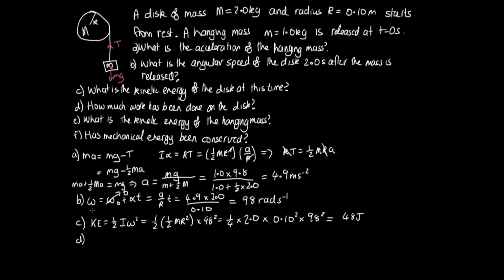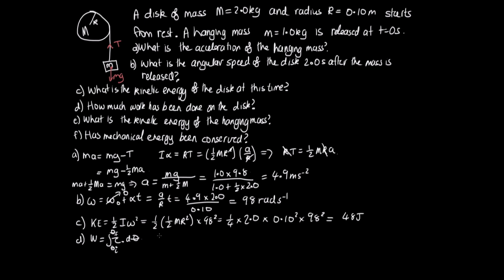Now part D says how much work has been done on the disk. We could just go back to the work kinetic energy theorem and say, well, if this is its change in kinetic energy, this is the amount of work, but that's cheating a little bit. Let's calculate it using our work is equal to the integral of the torque d theta, and the limits here are from theta initial to theta final.